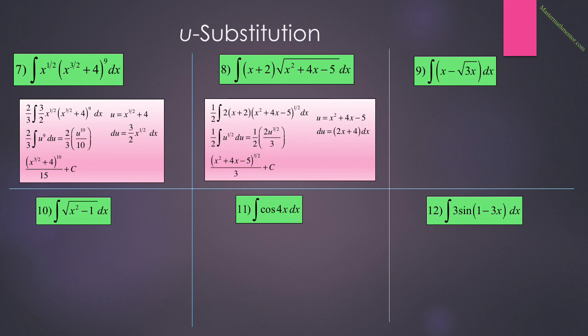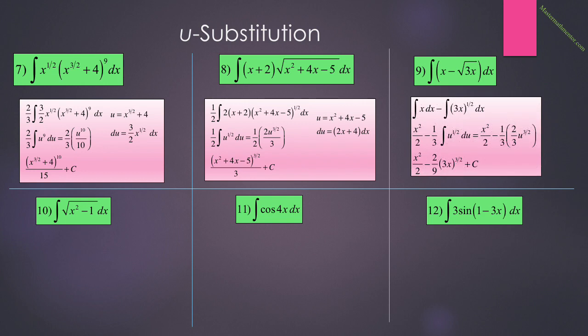We have an x plus 2, we need a 2x plus 4, so we multiply by 2 on the inside, 1/2 on the outside. So this becomes 1/2 the integral of u to the 1/2 du, which is 1/2 times u to the 3/2 divided by 3/2, or 2/3 u to the 3/2. Doing the cancellation and replacement of u, we get x squared plus 4x minus 5 raised to the 3/2 power over 3 plus c.